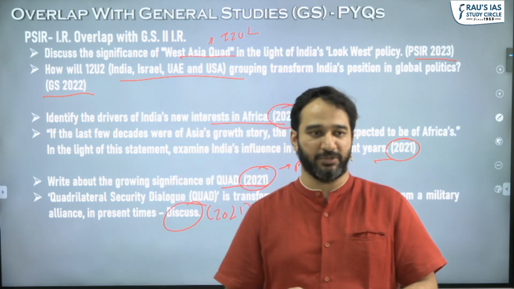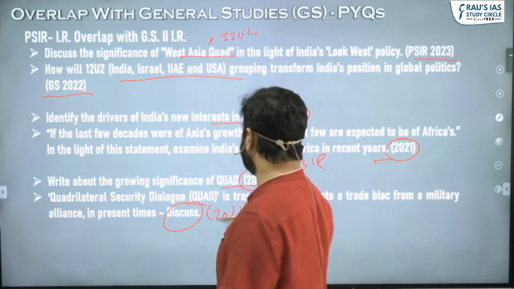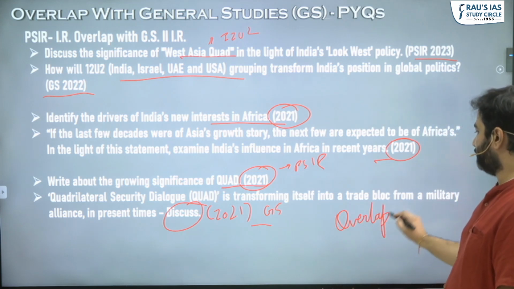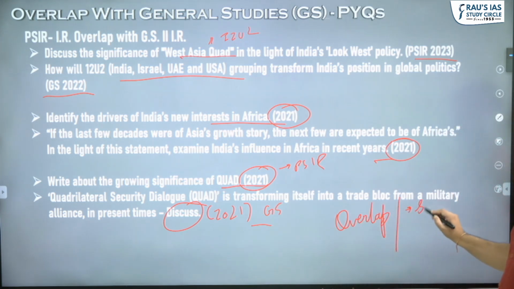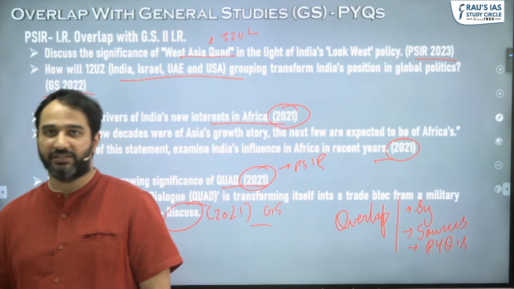The questions are similar. Secondly, the syllabus is overlapping. So the overlap exists in multiple scenarios. It would exist for syllabus. It would exist for sources. It would exist for PYQs or the questions that are asked. Any doubts up till now?